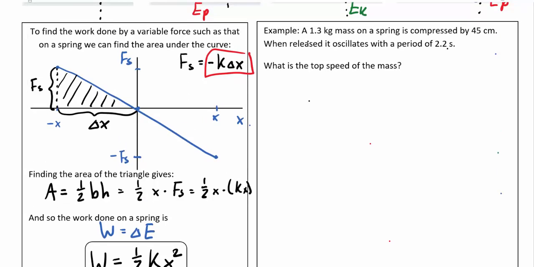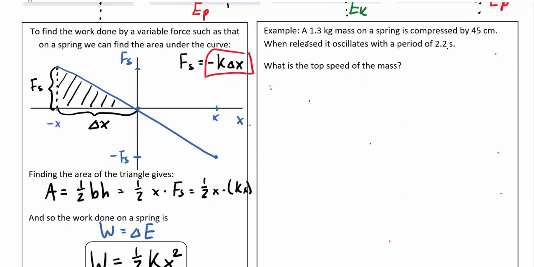Okay, so we've got a mass on a spring question here. It says a 1.3 kilogram mass on a spring is compressed by 45 centimeters. When released, it oscillates with a period of 2.2 seconds. What is the top speed of the mass? So there's two pieces here.